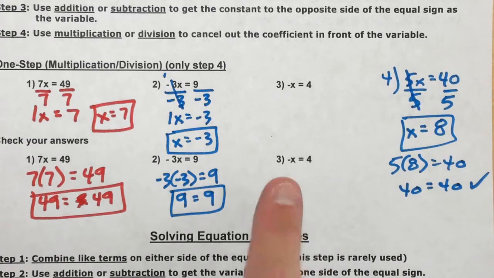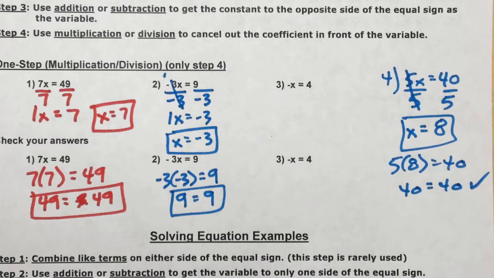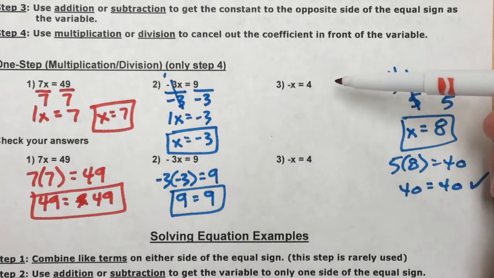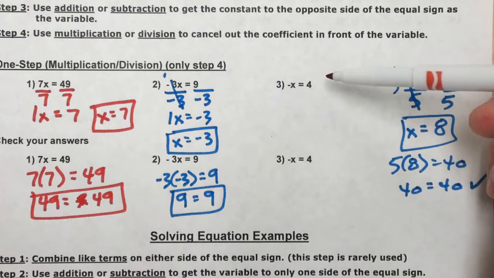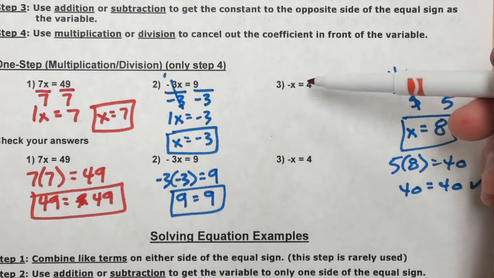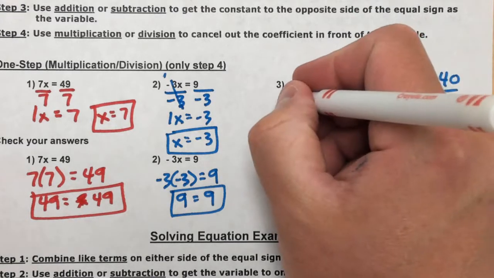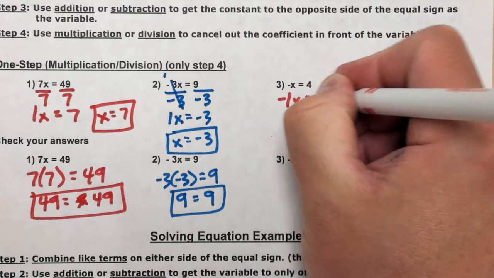So number 3 that I have here is an unusual situation that I felt like I should put on here because I think a lot of people would get confused. So if I have a negative x equals 4, that negative is implying there's a negative 1 in front of this. So this is really like a negative 1x equals 4.